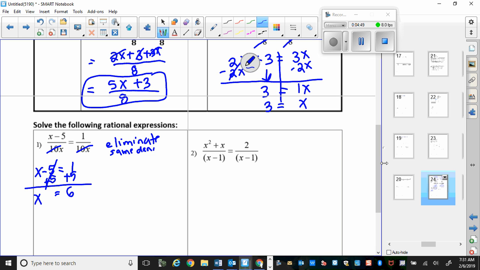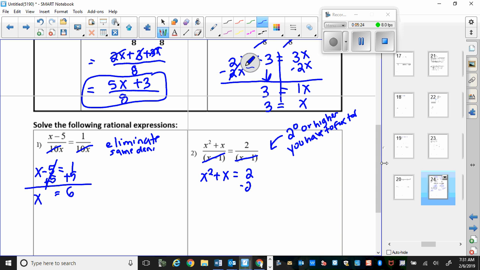Look at the next one. The denominators are the same, so I can just eliminate them, and I'm left with x squared plus x equals 2. Now, because I'm dealing with a quadratic, degree 2 or higher, more than likely I'm going to have to factor. That means everything goes in standard form, so things move to one side.